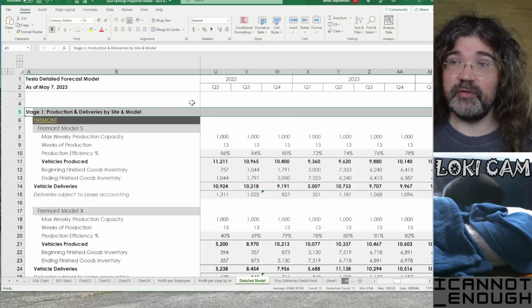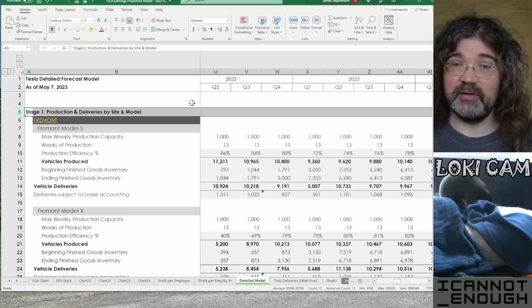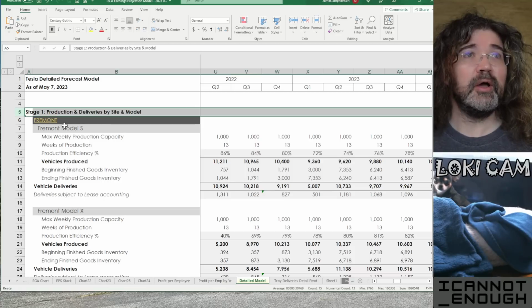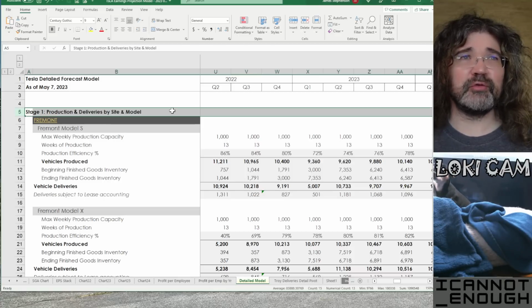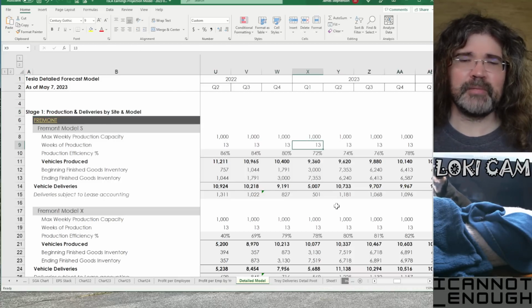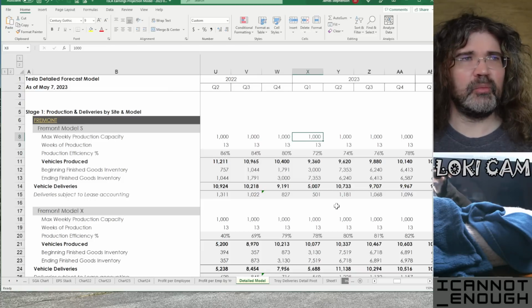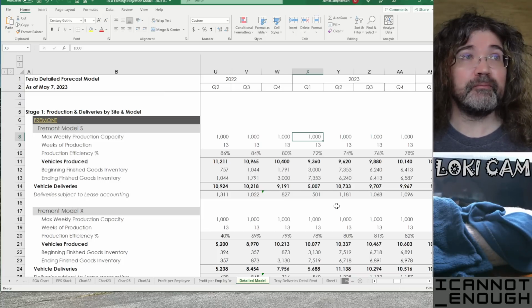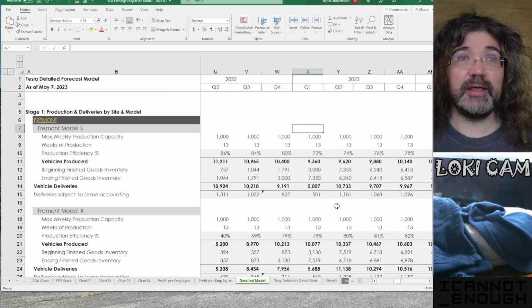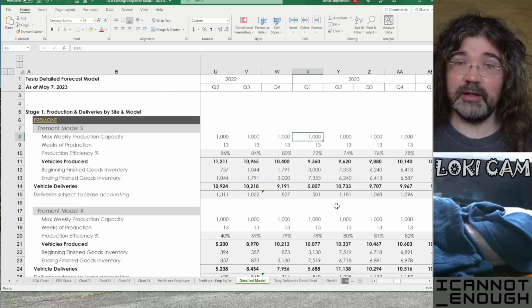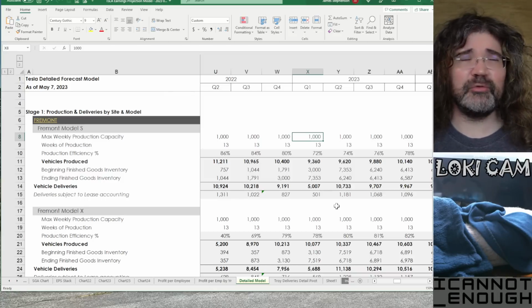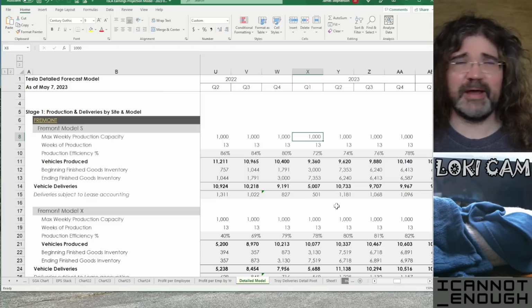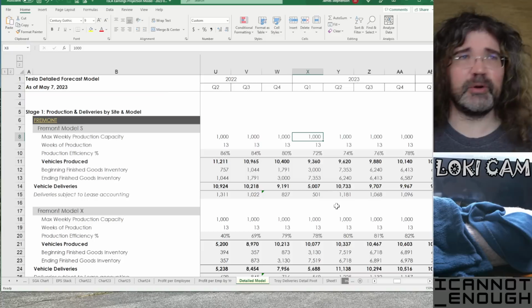First of all, let's figure out the most important thing, which is how many of each model are we going to sell in each quarter. What's a good process for figuring that out? Well, the way that I approached the problem was, let's do some multiplication. So how many Fremont Model S's can be made in a week? I would suggest that the number is 1,000. They can make 1,000 Model S's per week out of Fremont.